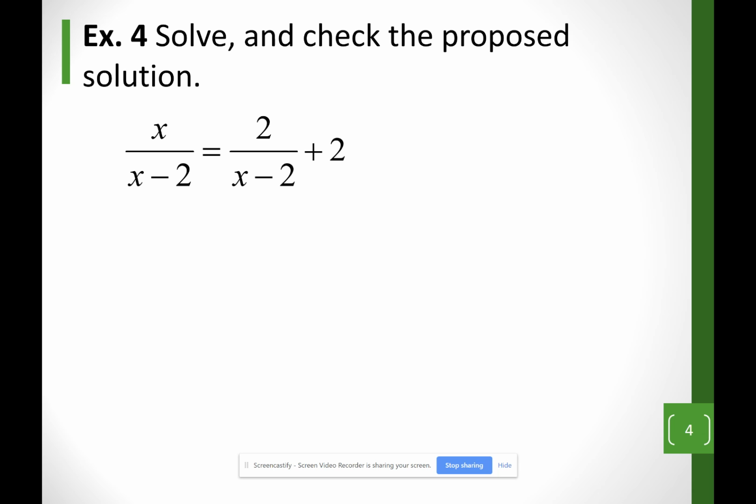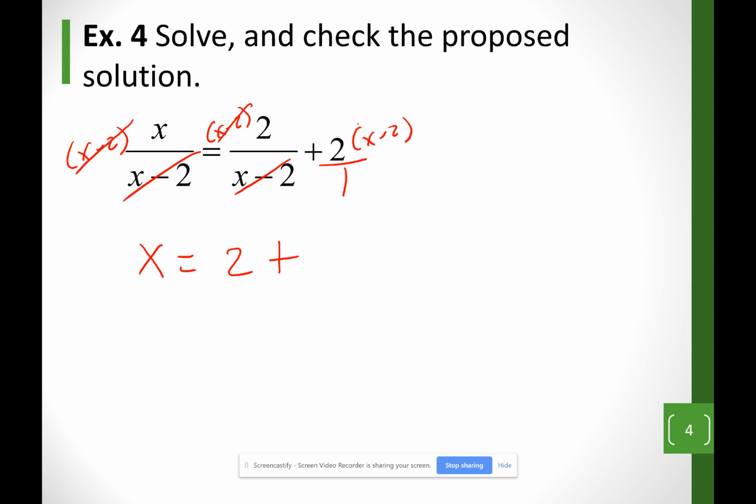Now just come over and eliminate fractions. For my fractions, I can even write this as over 1. For my fractions, I'm going to say my least common denominator is x minus 2. So I'm going to multiply each fraction by x minus 2. Because that way, this cancels out and I just get an x. This cancels out and I just get a 2.